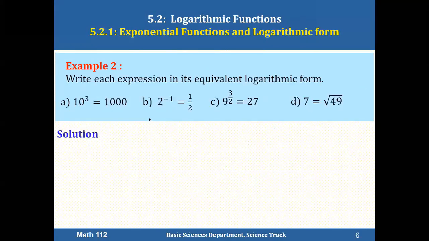How to transform from exponential form to logarithmic form.